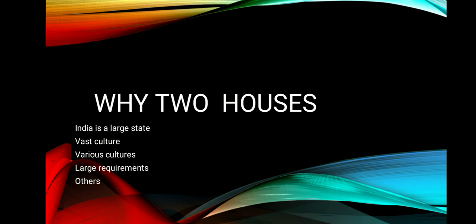So, these variations cannot be managed by only one house. Secondly, if one house passes any law hurriedly, the second house can check it. In this way, it saves the nation from any mistake. That's why we have two houses in our nation.